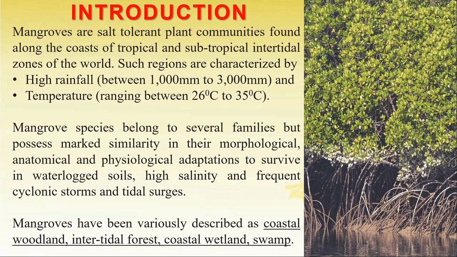And mangroves have been variously described as coastal woodland, or sometimes intertidal forest, coastal wetland, swamp. And if you see my previous video made on the types of wetland, there also I described this mangrove forest.